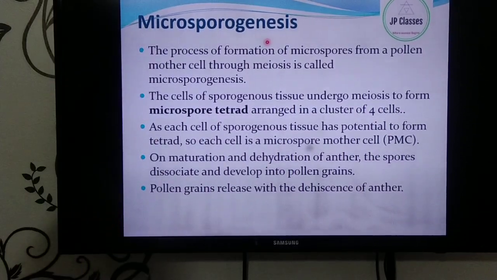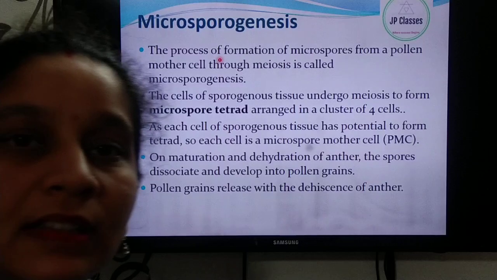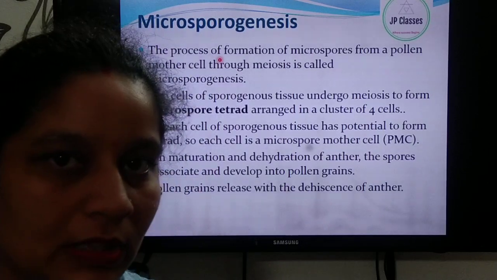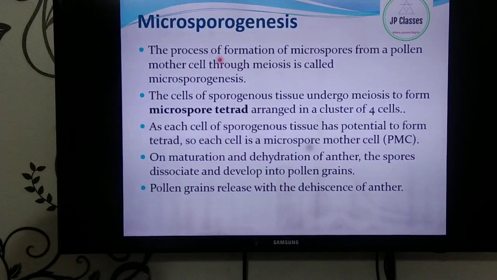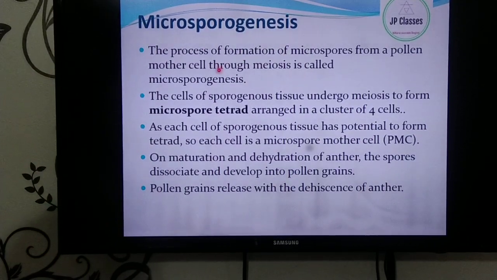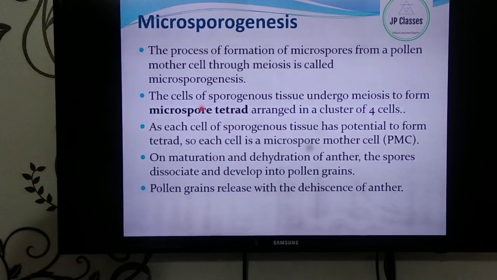So now the process of formation of microspores from a pollen mother cell, जिसमें मैंने आपको बताया था उसे microspore mother cell भी बोलते हैं, जिसे हम MMC shortcut में use करते हैं, through the meiosis is called the microsporogenesis. The cells of the sporogenous tissue undergo meiosis to form the microspore tetrad.